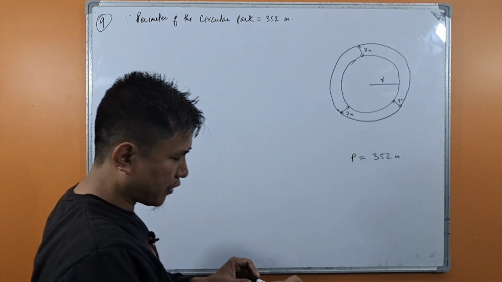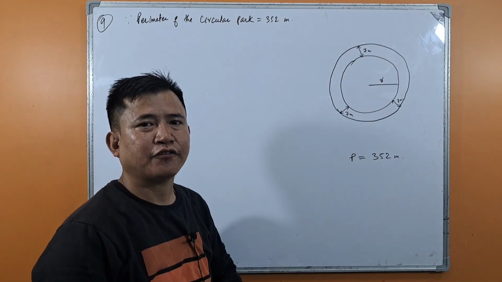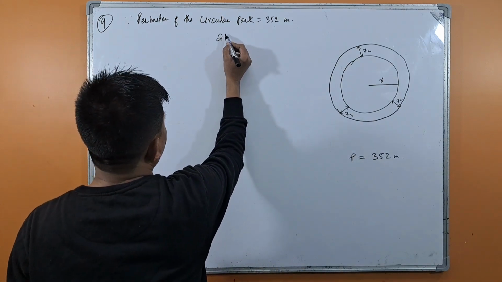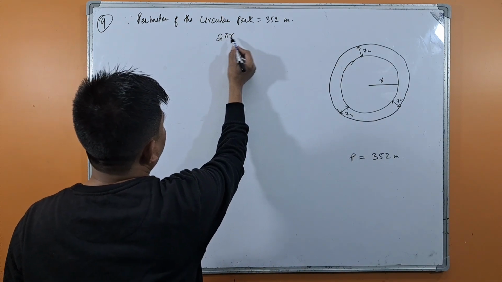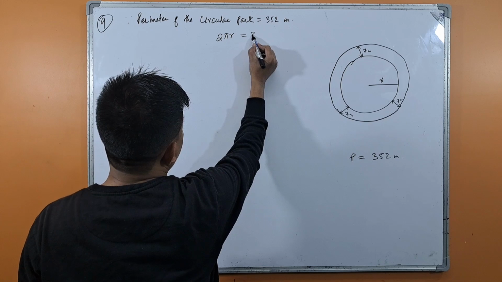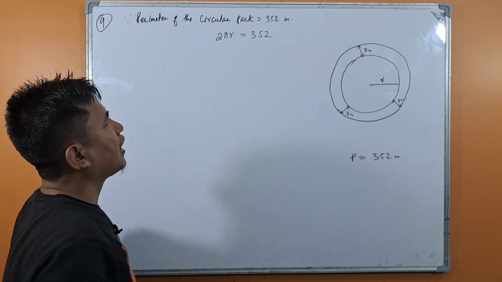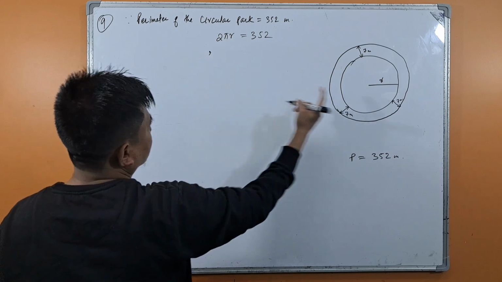So what is the formula for perimeter? The formula for perimeter of a circle is 2 pi r. So 2 pi r is the perimeter, and perimeter is equal to 352. This is given to us. From this equation we can calculate the value of r, that is radius of the circular park.